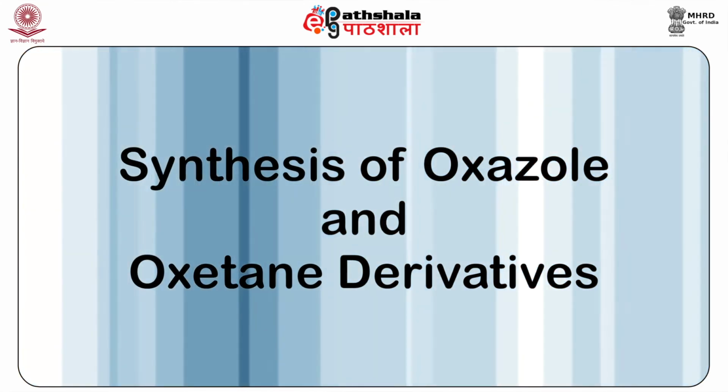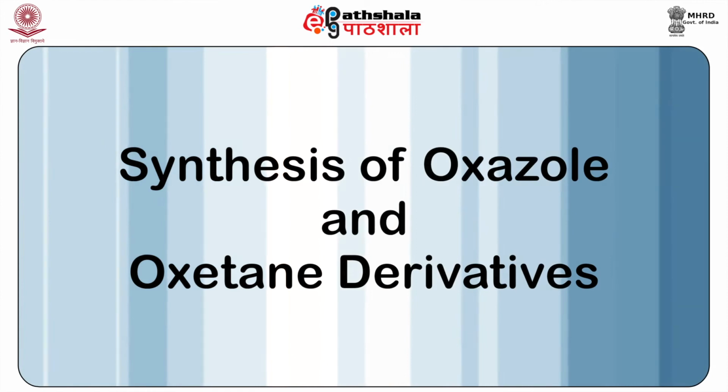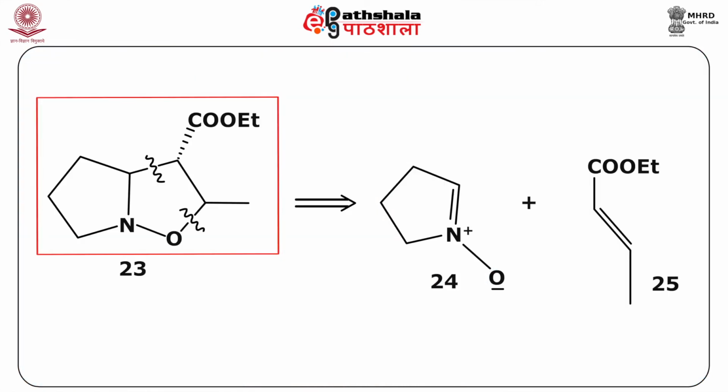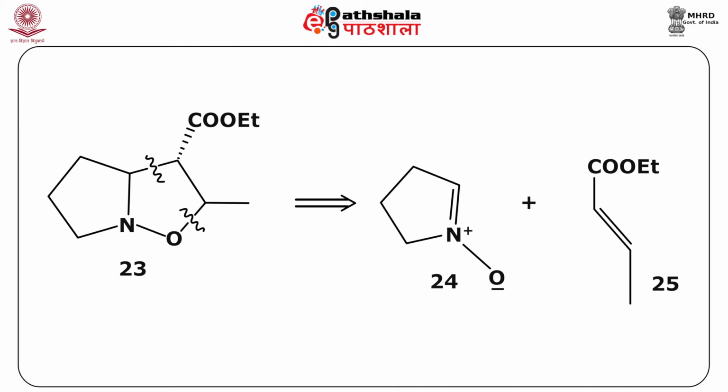Synthesis of isoxazole and oxetane derivatives. Synthesis of ethyl (2R,3S)-2-methylhexahydropyrrolo[1,2-b]isoxazole-3-carboxylate as represented by the structure 23. The retrosynthetic analysis of the given compound shows that it can be synthesized using nitrone represented by structure 24 and E-ethyl but-2-enoate represented by the structure 25 in the given figure.